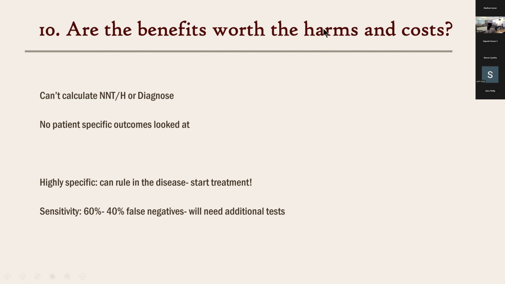Sensitivity, on the other hand, is only 60% for a composite outcome. So that means your false negative rate is high. If it's 60% sensitive, that means 40% are falsely negative, so you can't really rule it out. If it comes back negative, you can't say, okay, you don't have TB, go home. You still have to do additional tests. But because the specificity is so high, personally, I feel that this is a test that is worth the cost.